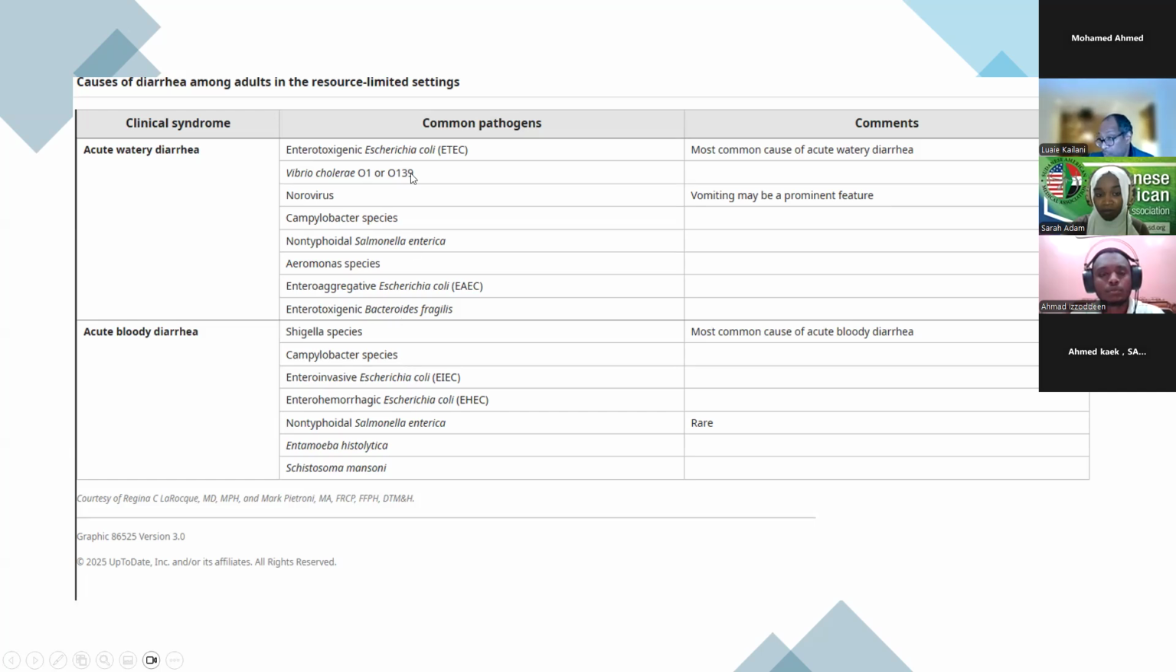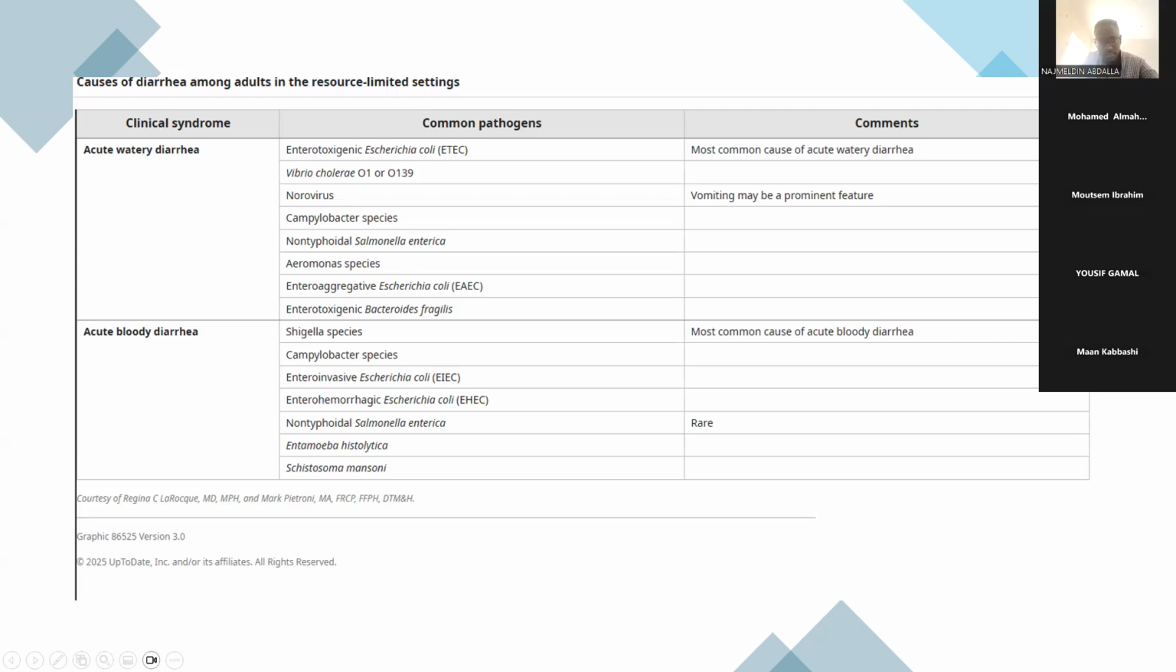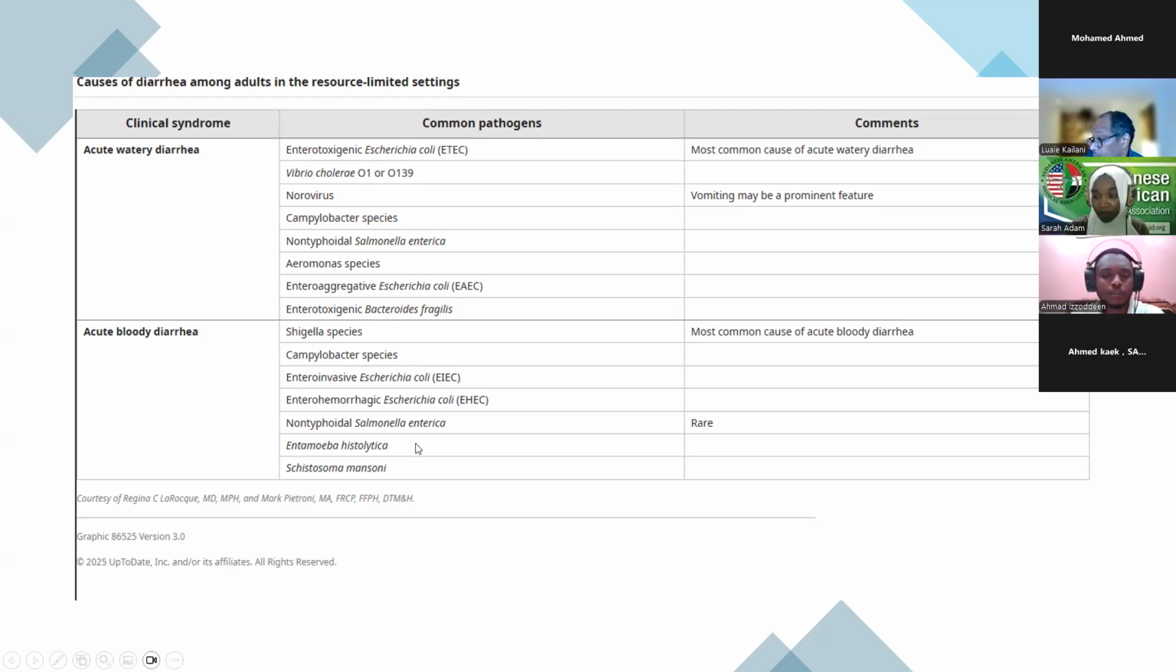Also, you notice Campylobacter can come in both. Then enteroinvasive E. coli, enterohemorrhagic E. coli, and non-typhoidal Salmonella, and Entamoeba and Schistosoma mansoni. These can also cause acute bloody diarrhea. The difference between the E. coli types, enteroinvasive and enterohemorrhagic, which cause bloody diarrhea, and enterotoxigenic is not clinical, it is lab based.